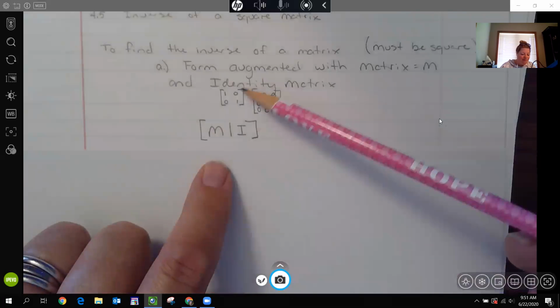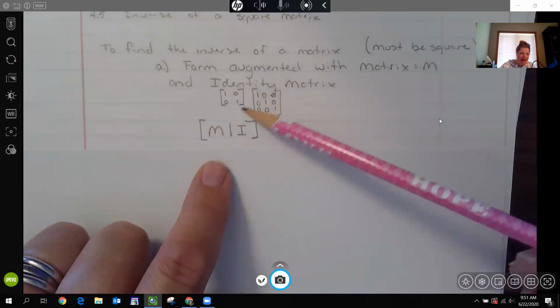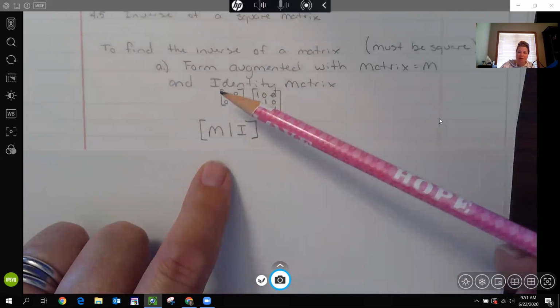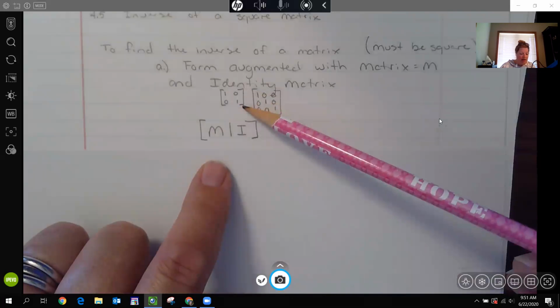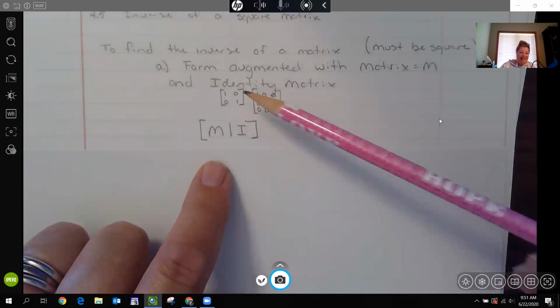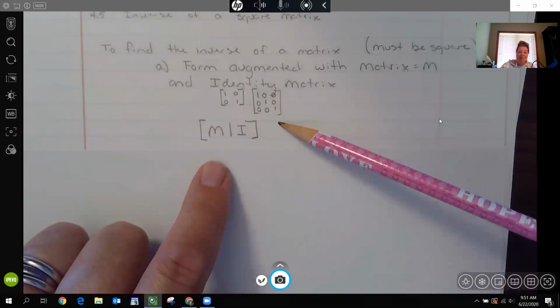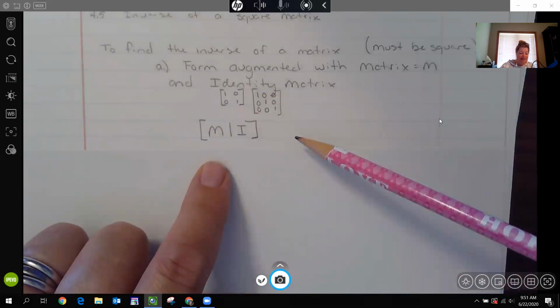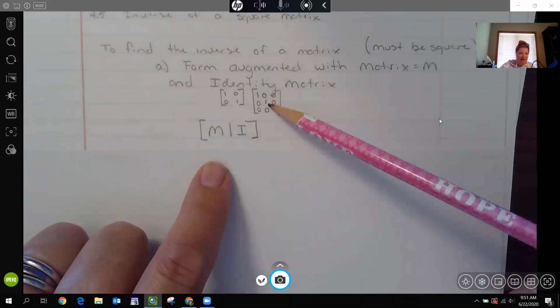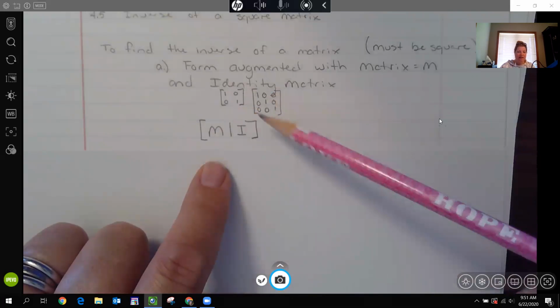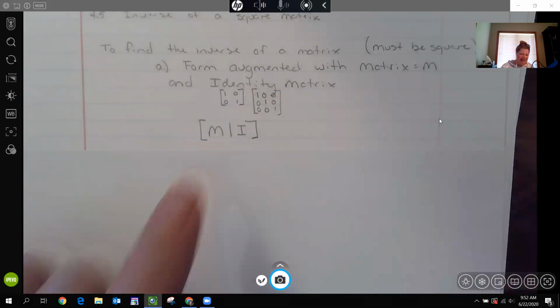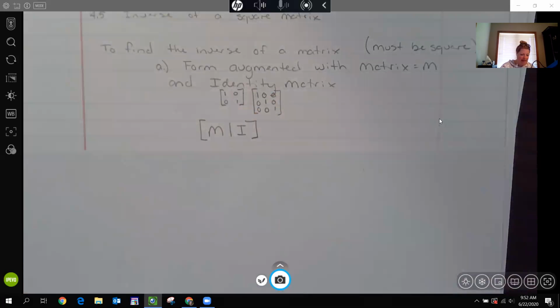An identity for a 2x2 is right here. The identity is just the ones down the diagonal and zeros. The identity for the 3x3 is going to have the ones down the diagonal with the zeros. Okay, so that's what the identity is. I think we've learned that, but honestly, I can't remember.